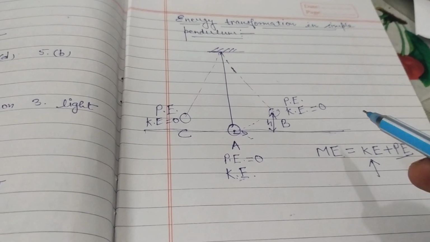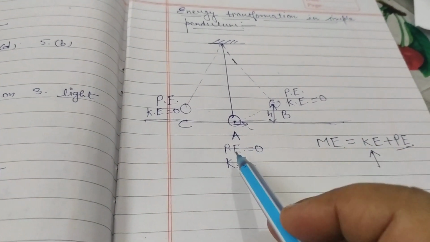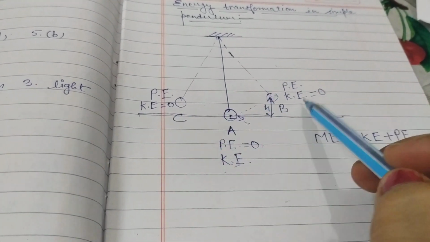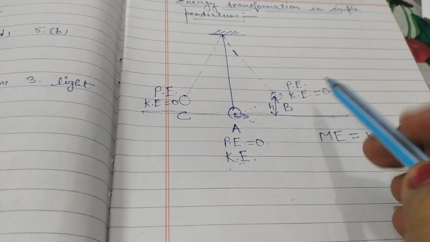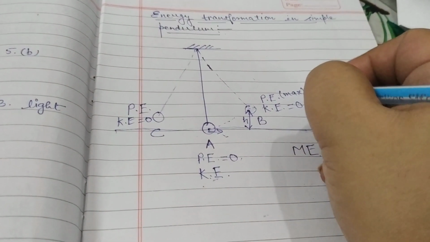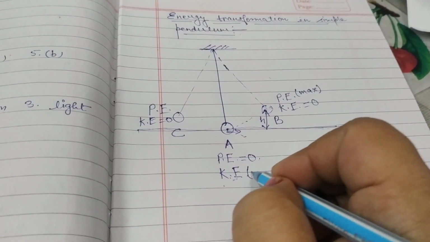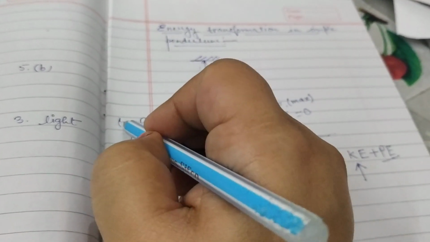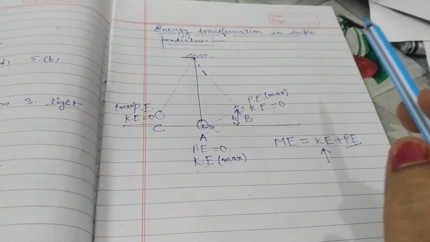So I hope you've understood. At the mean position, potential energy will be 0, kinetic energy maximum. At the extreme positions, potential energy will be maximum. Let me write maximum over here. The potential energy is maximum, kinetic energy is 0.